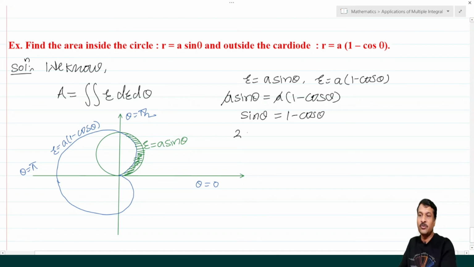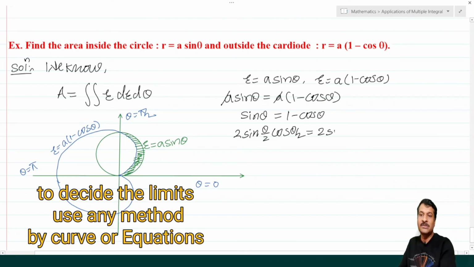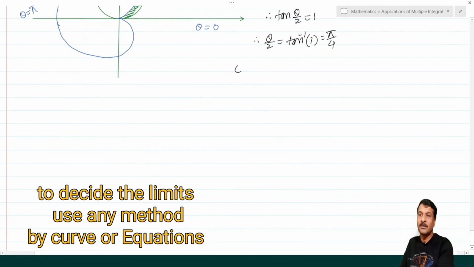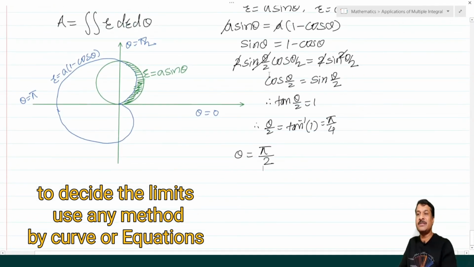So here 2 sin theta by 2 cos theta by 2 equal to 2 sin square theta by 2. So 2 gets cancelled, one sin gets cancelled. So I am getting cos theta by 2 equal to sin theta by 2. And therefore tan theta by 2 equal to 1. And therefore theta by 2 equal to tan inverse 1, which is nothing but pi by 4. So what is theta? Multiply throughout by 2. So I am getting theta equal to pi by 2.